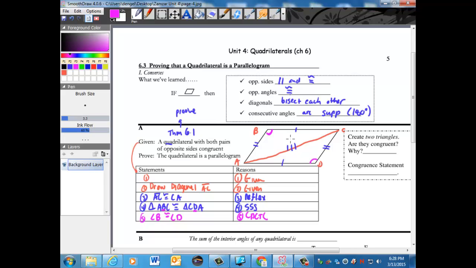Now, if we were to erase our first diagonal and then draw a new diagonal, we could do the same thing and then prove that opposite angles are each congruent. But that would be too easy, all right? And we want to make it challenging for us. So we're going to keep going. What can we do next? Well, here's what we can say next.